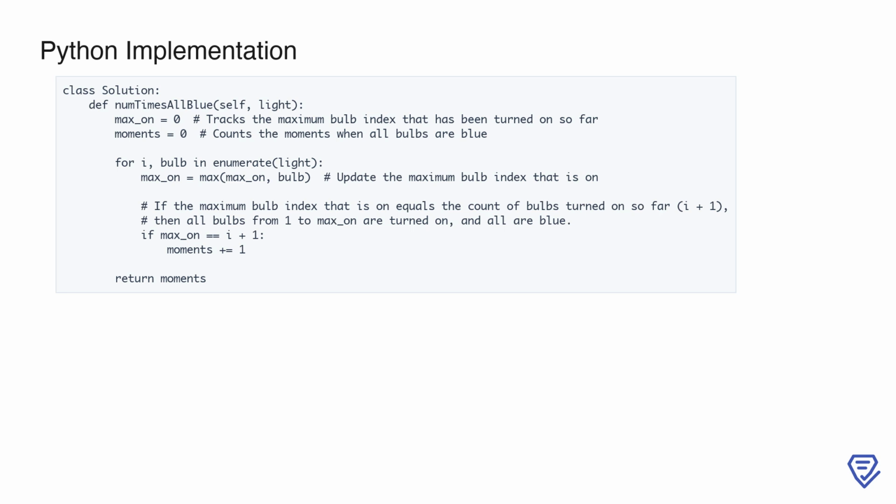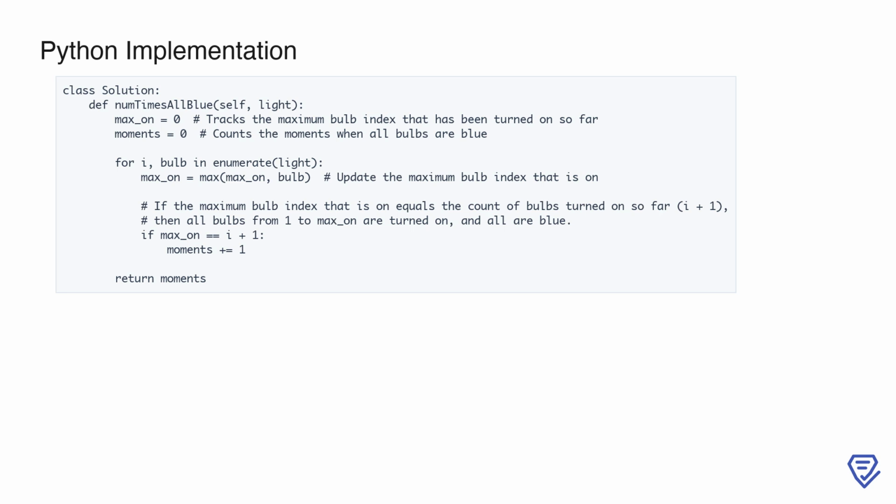Here's a step-by-step breakdown of the code. 1. Initialization. max_on is used to keep track of the highest indexed bulb that has been turned on so far. This helps us monitor the range of bulbs currently active. moments is initialized to 0 and counts the moments when all active bulbs, from 1 to the maximum index, are blue.